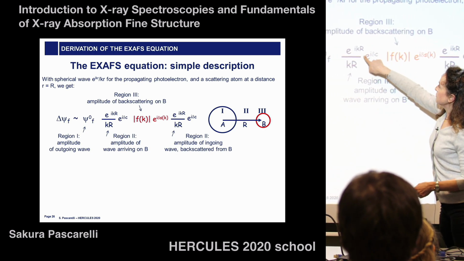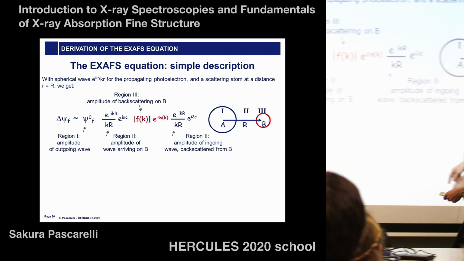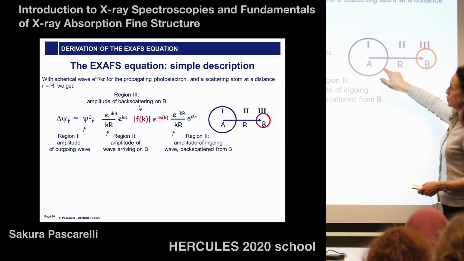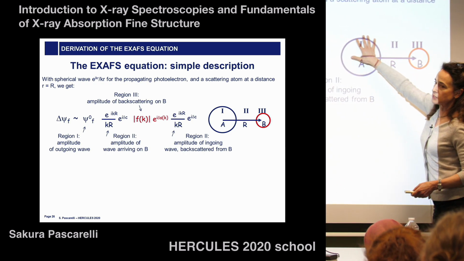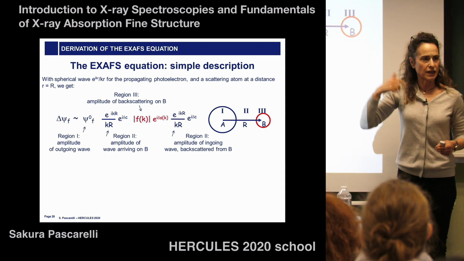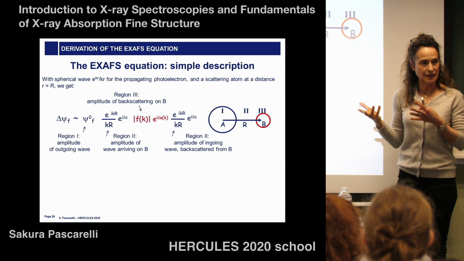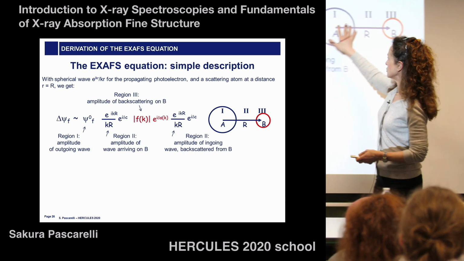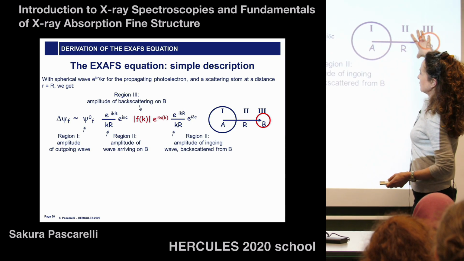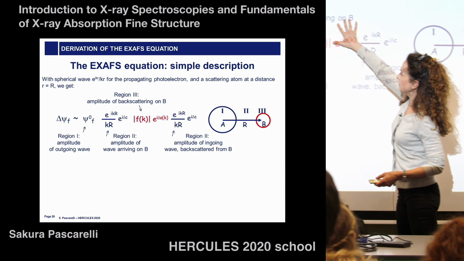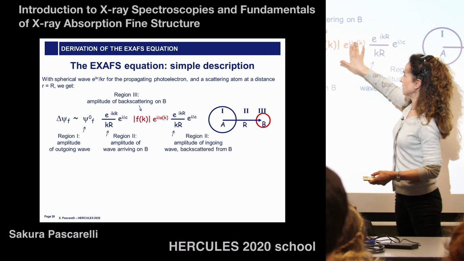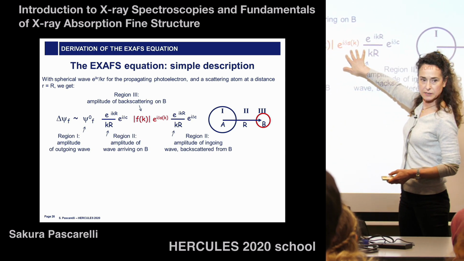We multiply this by a phase shift, because this is the phase shift that the wave undergoes when it goes out of this spherical potential. Every time that there's a change in potential, we have to add a phase shift, which takes into account this change. So this is the propagation, phase 2. And then when we get to region 3, we scatter. So this is where we get the amplitude and the phase of the scattering atom.